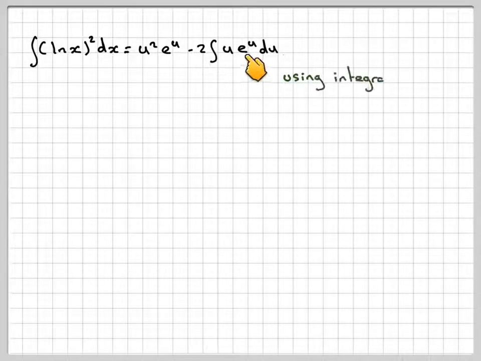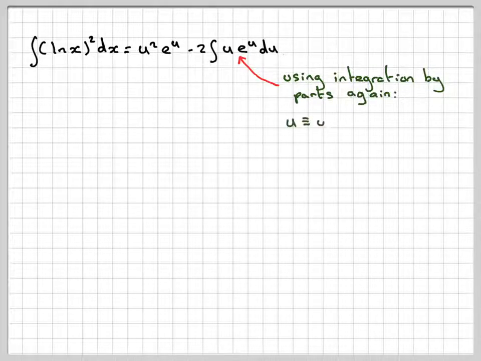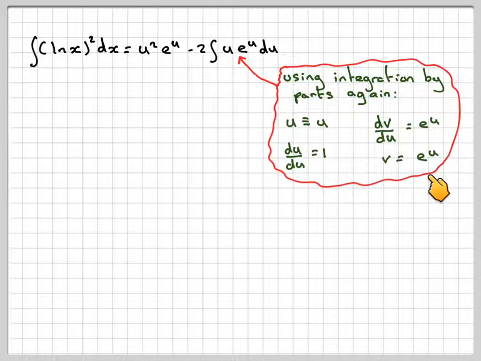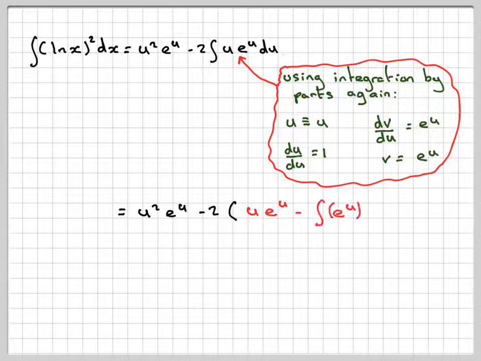Here we're going to have to use integration by parts again. So this time we're going to let u be equivalent to u. If you differentiate that, you get 1. And then dv by du be e to the u. You integrate that, you get e to the u. So writing out my integral, it's u squared e to the u from here, minus 2 brackets of u times e to the u, minus the integral of e to the u times 1 du.